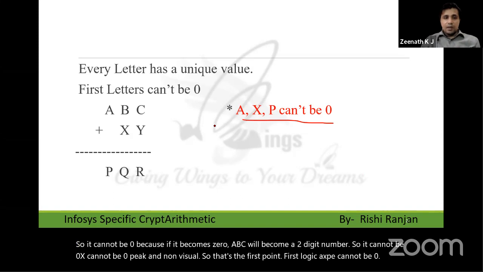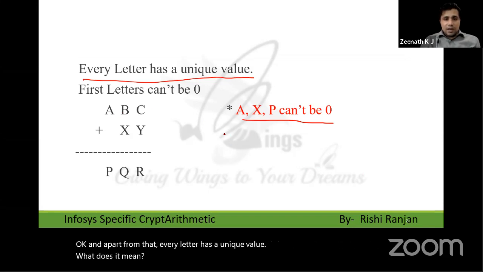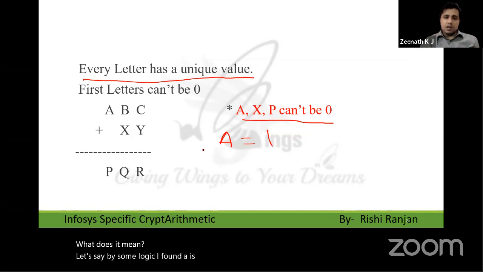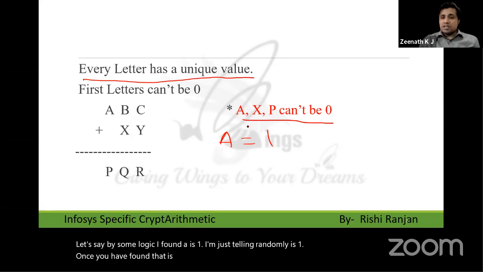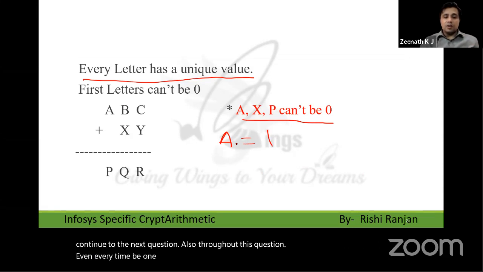Apart from that, every letter has a unique value. What does it mean? Let's say by some logic, I found A is 1. I'm just saying randomly, A is 1. Once you have found that A is 1, throughout this question, only this question, do not continue to the next question, A will every time be 1 only. Everywhere it will be 1 only.